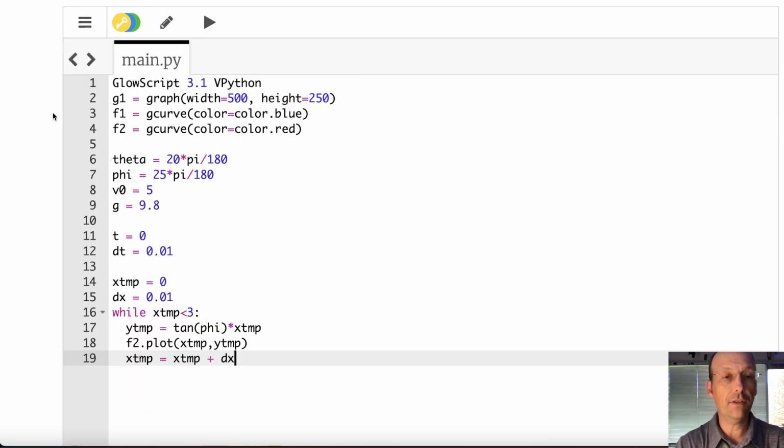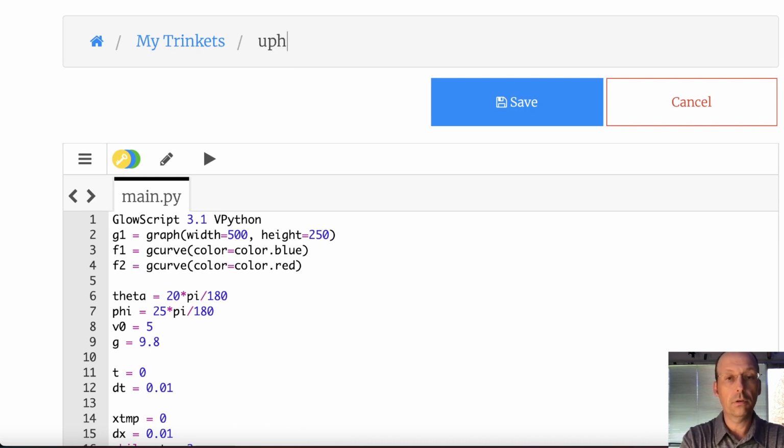I probably should save this. Uphill projectile motion. Save.